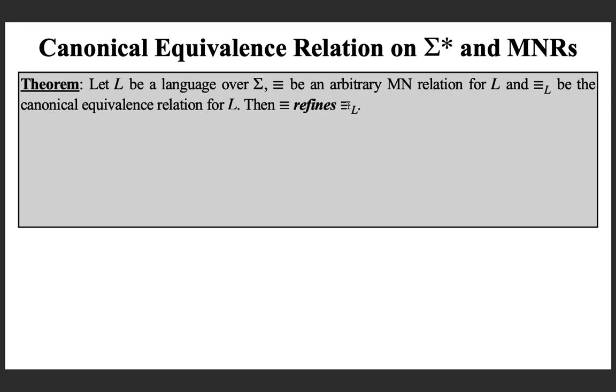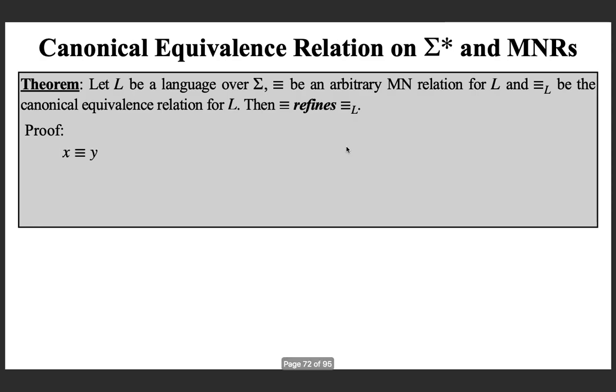That is, whenever two strings are related by the MN relation for the language, then they must be related by the canonical equivalence relation for the language. And that is why this relation is named the canonical relation, because any other MN relation for that regular language will refine it.